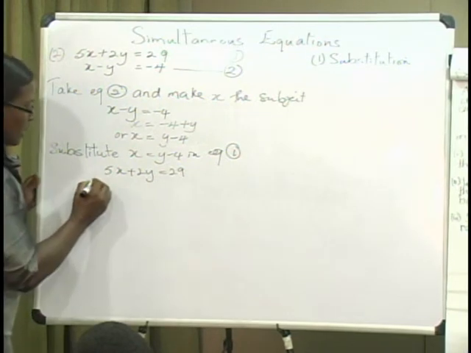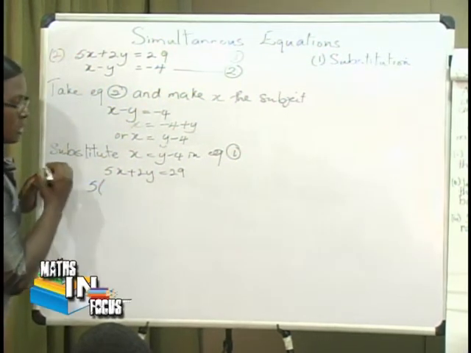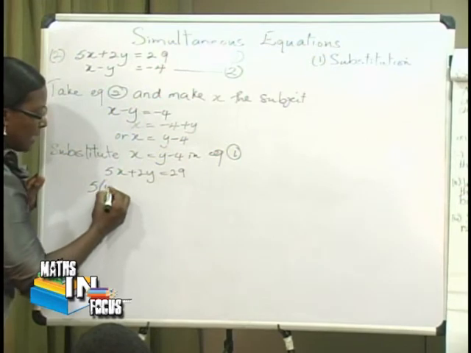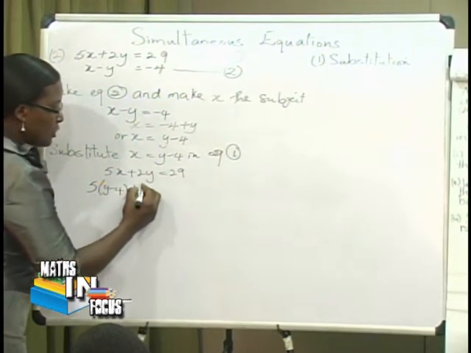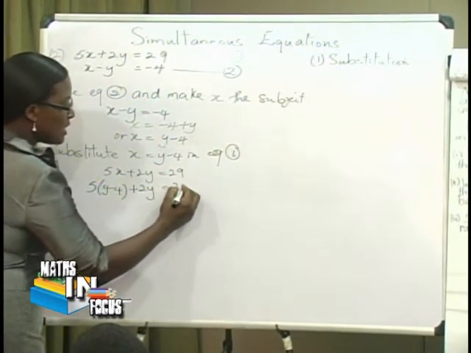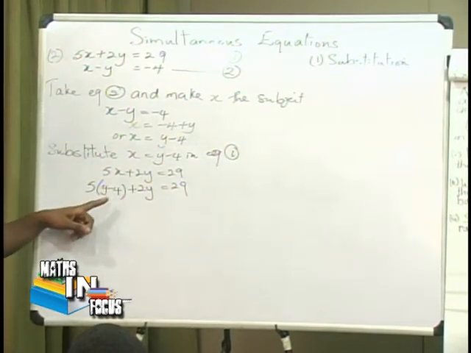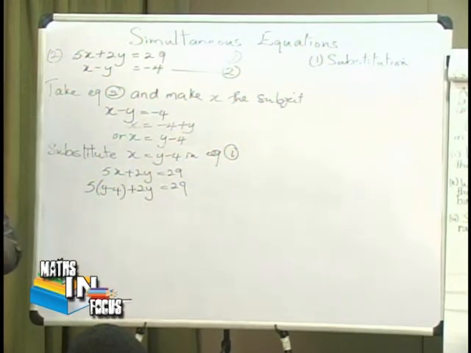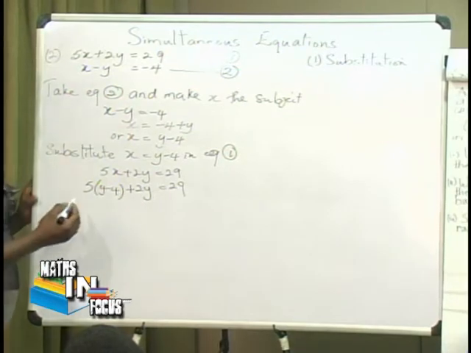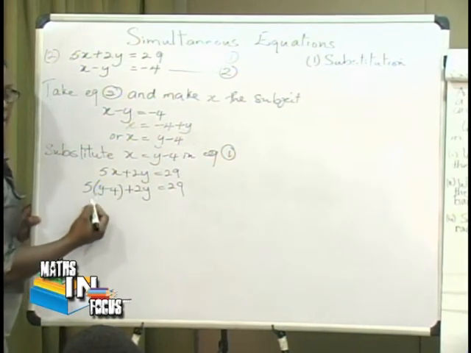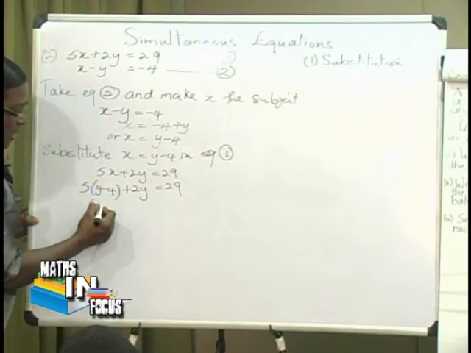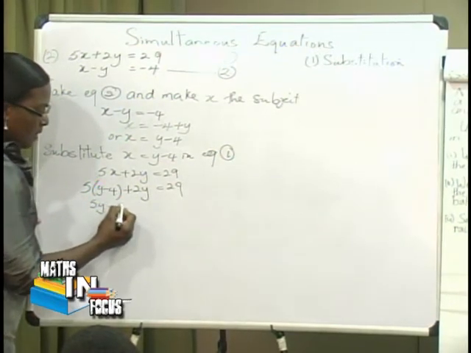Instead of x, we're going to substitute. So we have 5 multiplied by y take 4, plus 2y equals 29. As soon as we move from this state and we have substituted, automatically you only see one variable, so we can have a solution. When you multiply it here, what will we get? 5y take 20 plus 2y.